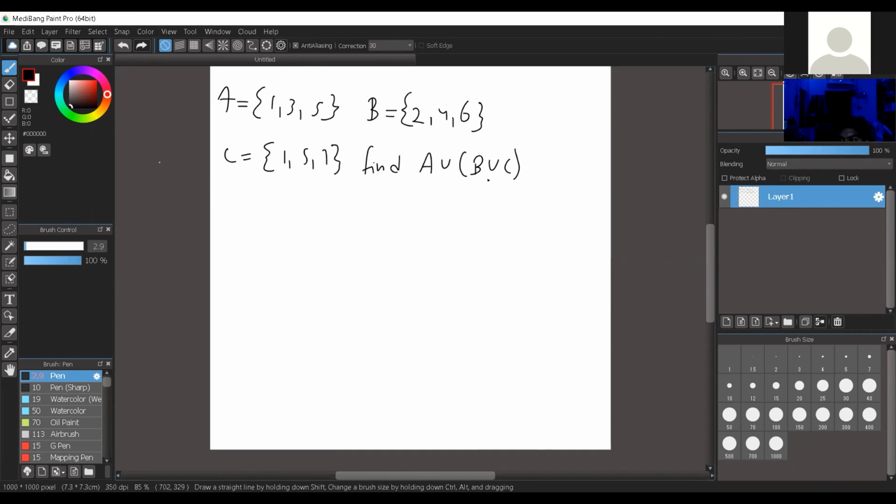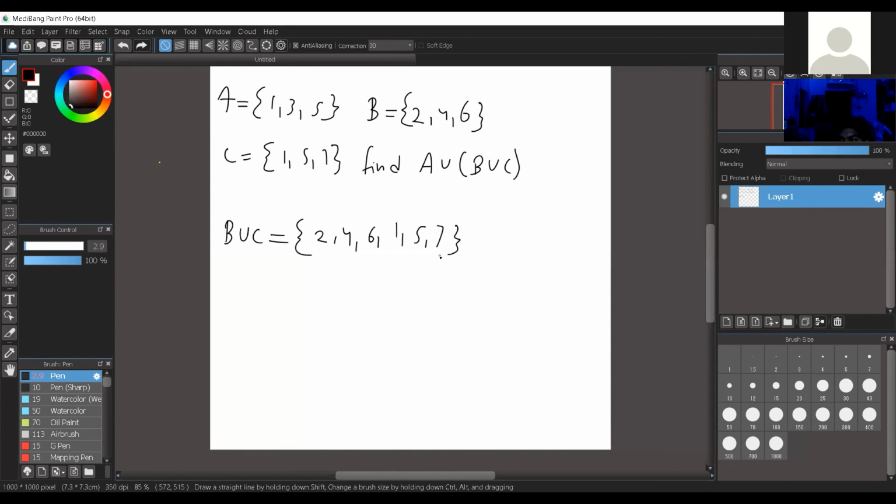Now first we need to find this B union C. Like we know in the BODMAS rule, we need to start with the bracket first. So first we need to find B union C. We have B and we have C. Union, we're just gonna merge both of them together. We're gonna write all of them: 2, 4, 6, 1, 5, 7.